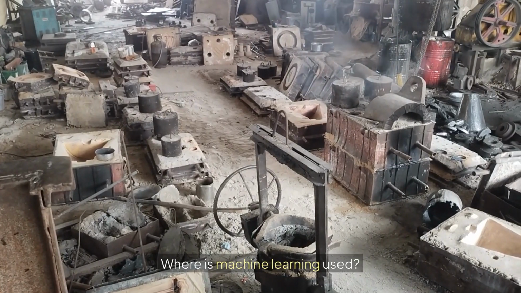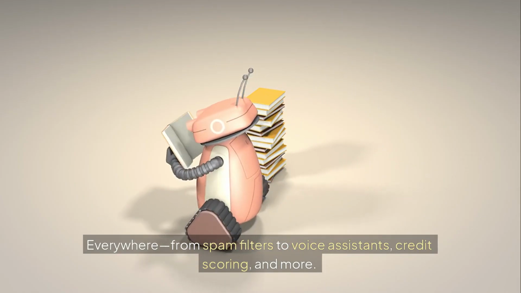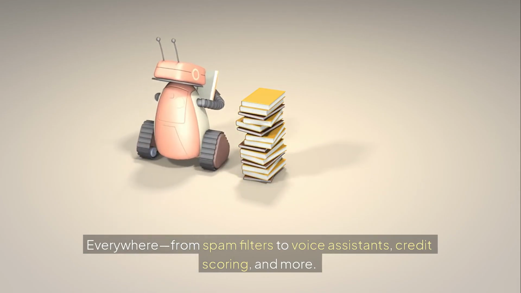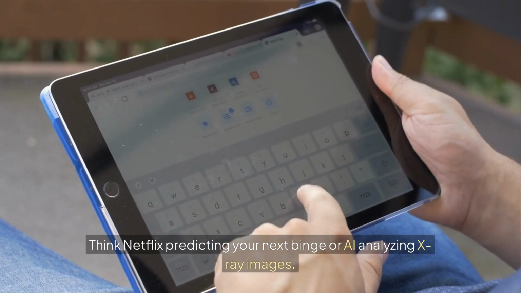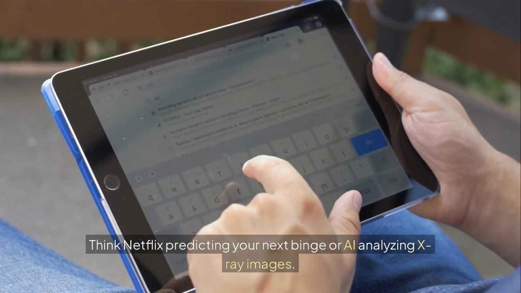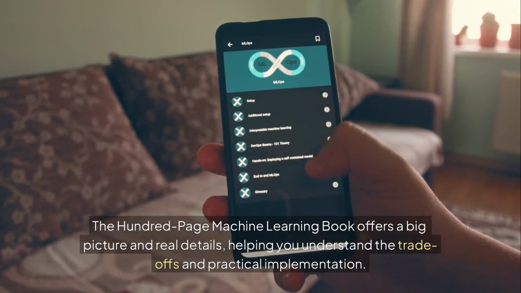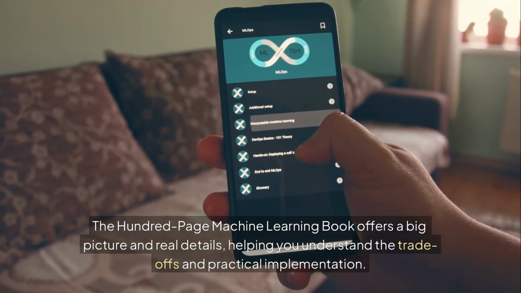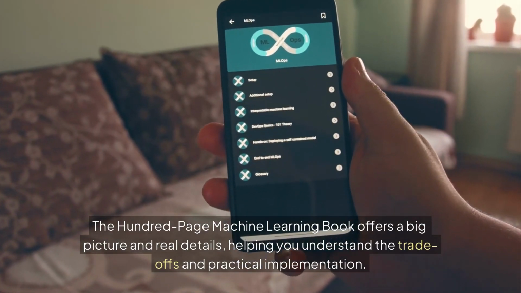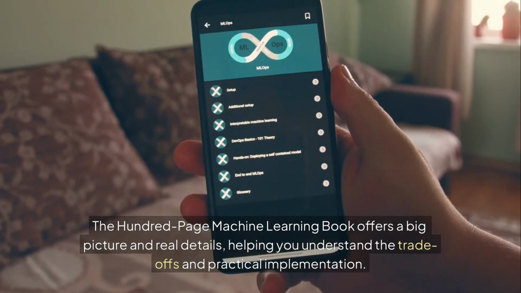Where is machine learning used? Everywhere. From spam filters to voice assistants, credit scoring, and more. Think Netflix predicting your next binge or AI analyzing X-ray images. The 100-page machine learning book offers a big picture and real details, helping you understand the trade-offs and practical implementation.